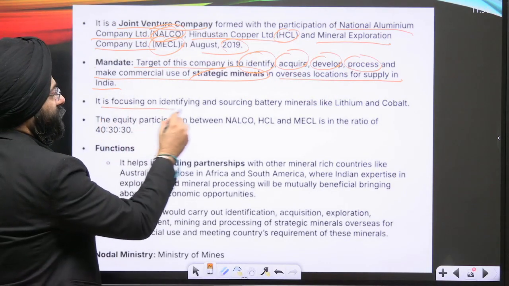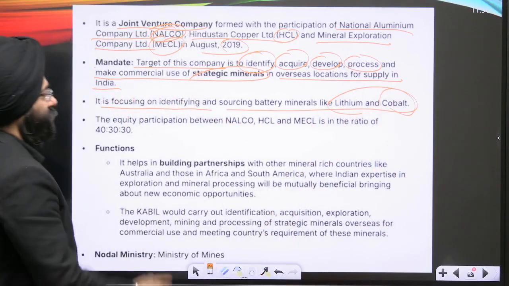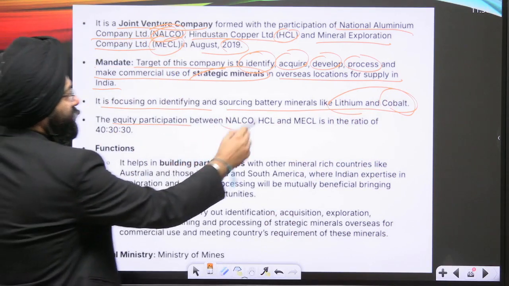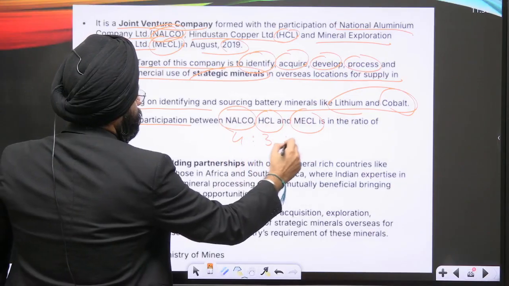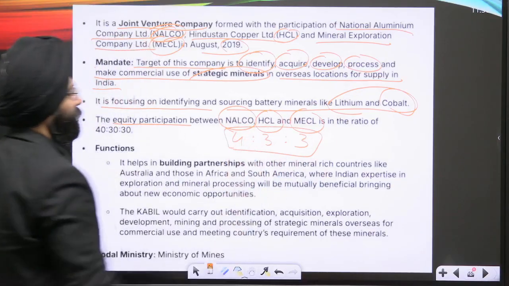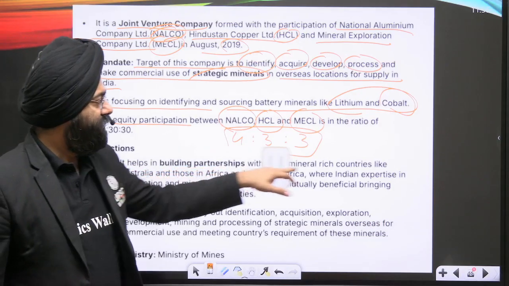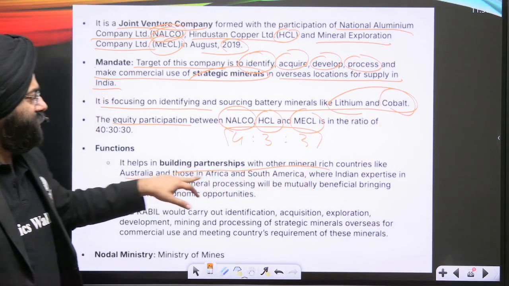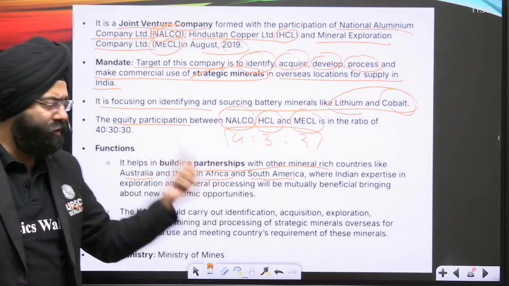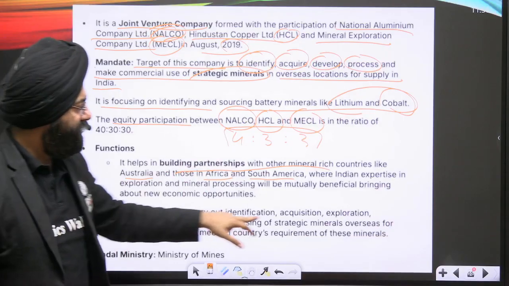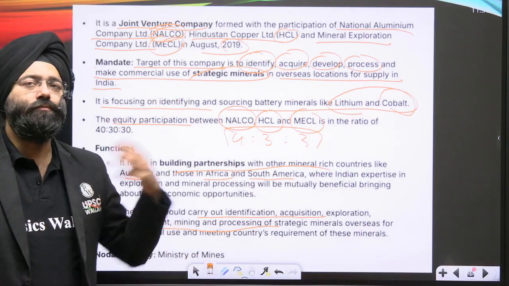It is focusing on identifying and sourcing battery minerals like lithium and cobalt. That becomes important. The equity participation between NALCO, HCL and MECL is 4:3:3. This is the equity. Clear? Function: it helps in building partnerships with mineral-rich countries like Australia, those in Africa, even South Africa. So there are better relations between them because economically you're cooperating with these countries. Then KABIL would carry out identification, acquisition, exploration and development of minerals which are strategically important for India.